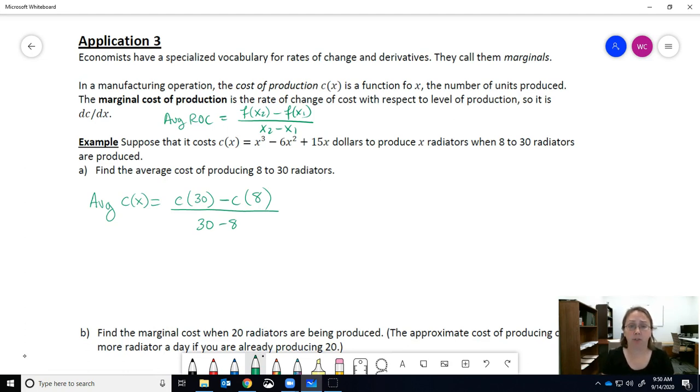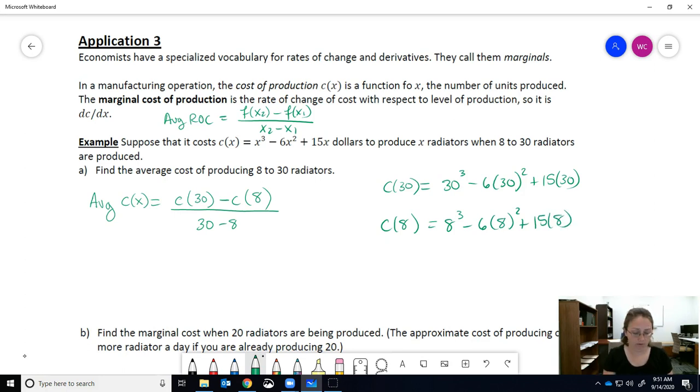So you have to take your cost function, plug in 30, take your cost function, plug in 8. So let's do that on the side. So cost function at 30: 30 cubed minus 6 times 30 squared plus 15 times 30. And we also need to plug in 8. So 8 cubed minus 6 times 8 squared plus 15 times 8. All right, grab your handy dandy calculator. 30 raised to the 3rd power minus 6 times 30 squared plus 15 times 30.